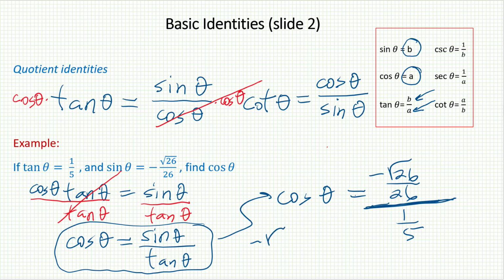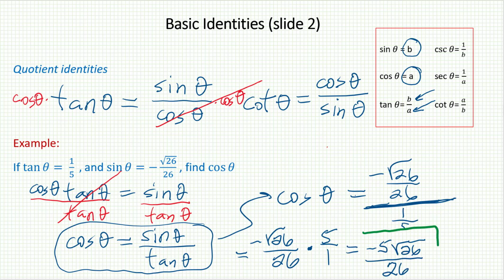Dividing by 1/5 is the same as multiplying by 5 over 1. So as soon as I do that, I have my answer. And I get negative 5 root 26 over 26. That's the value of cosine theta.